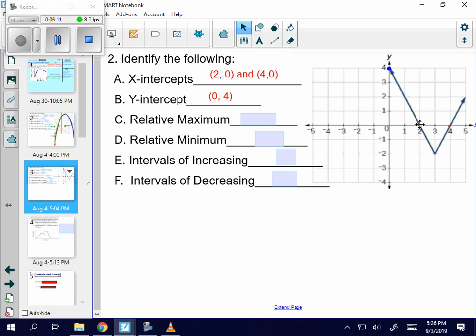Relative maximum, well, this one doesn't have a maximum. It goes up forever, but it does have a minimum. No maximum. The minimum is happening down here. What is that ordered pair? Should say (3, -2).